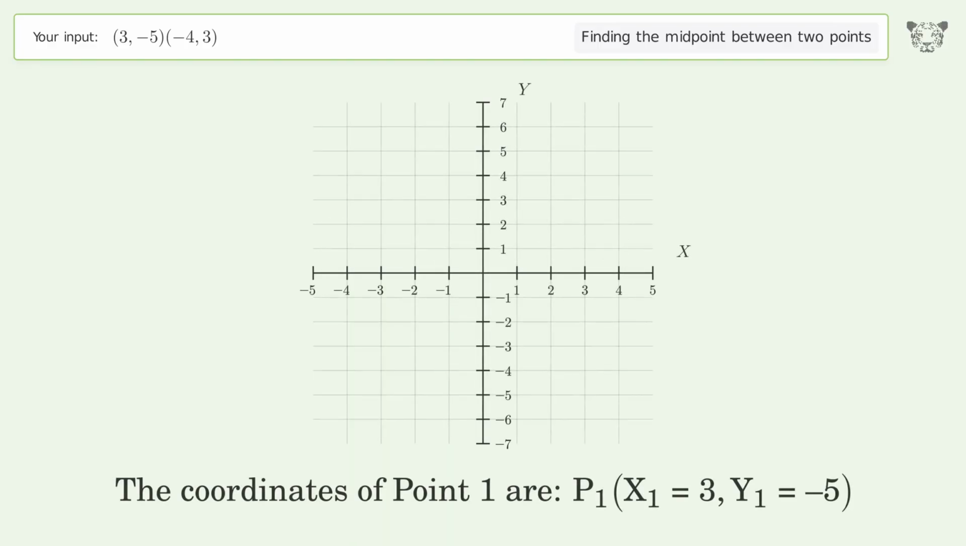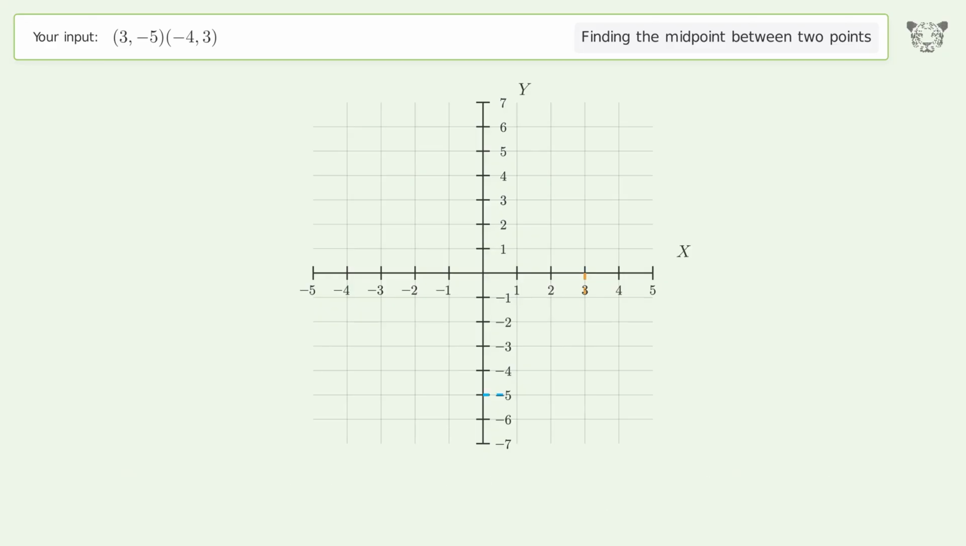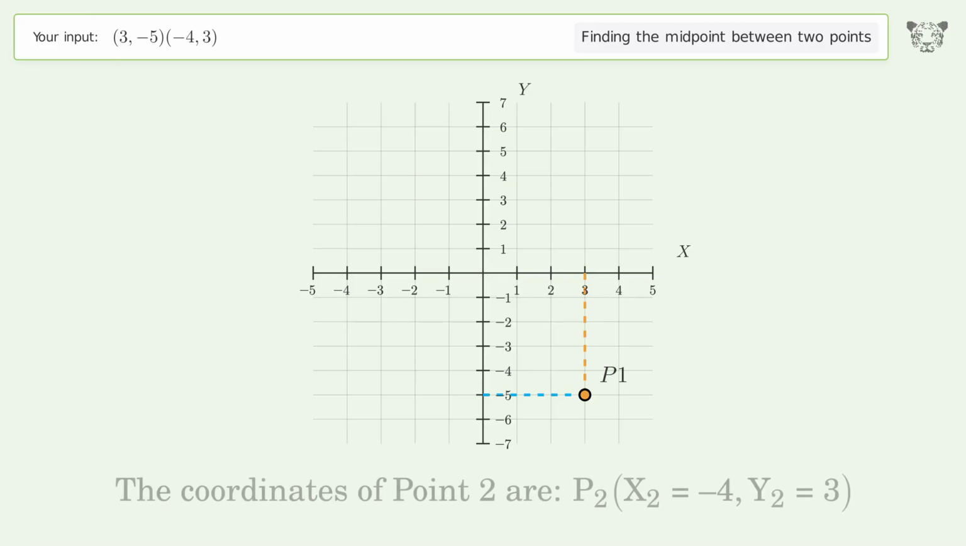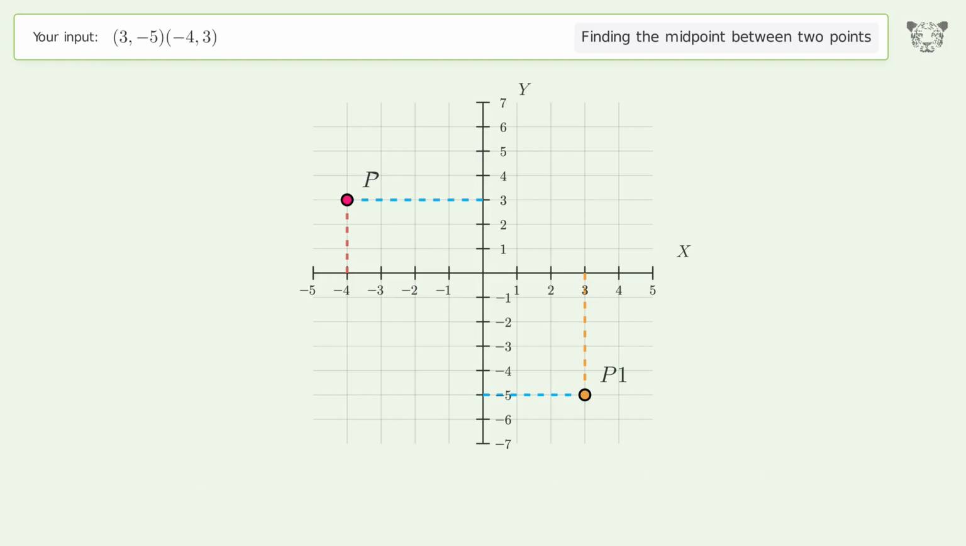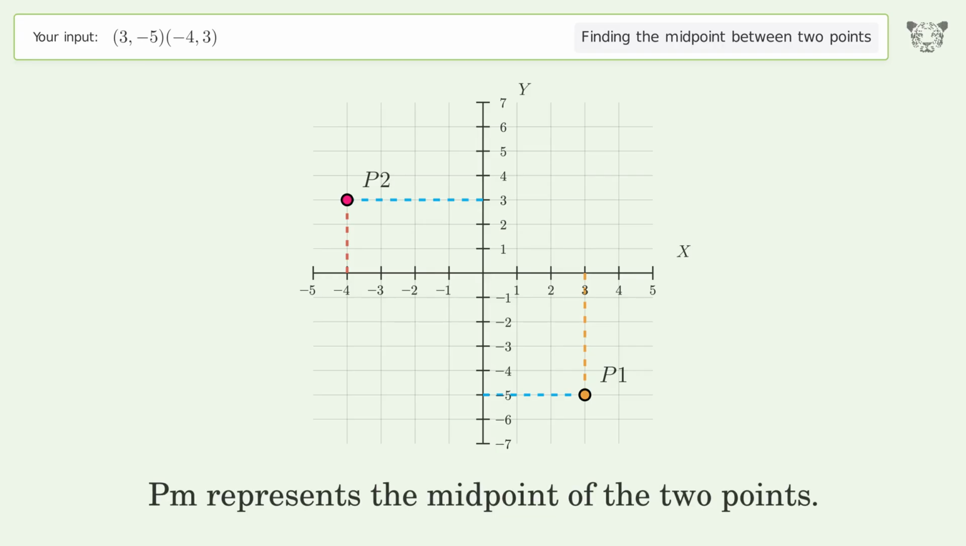The coordinates of point 1 are x1 equals 3, y1 equals -5. The coordinates of point 2 are x2 equals -4, y2 equals 3. PM represents the midpoint of the 2 points.